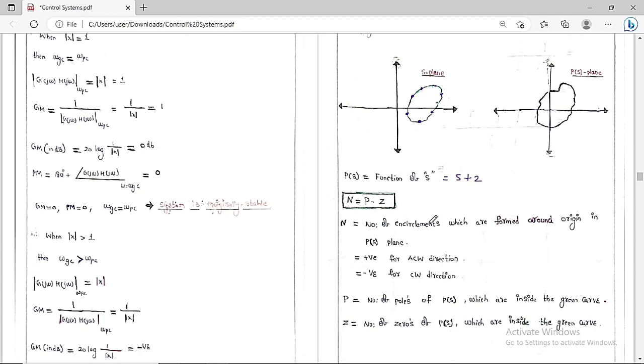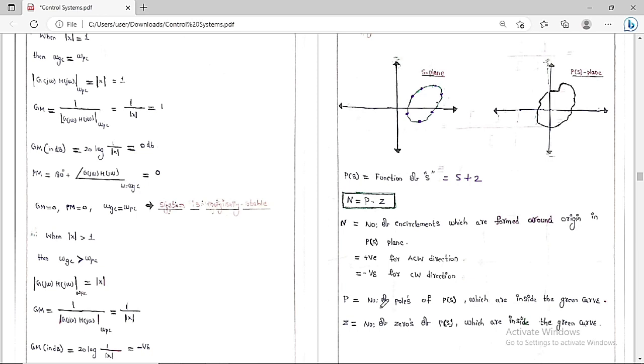Now with this concept we will study another important thing, which is N equals P minus Z, where N is the number of encirclements found around the origin in the P of S plane. It is always positive for the anticlockwise direction and negative for the clockwise direction. So what is the meaning of N? N means the number of encirclements found around the origin in the P of S plane, positive for the anticlockwise direction and negative for the clockwise direction.